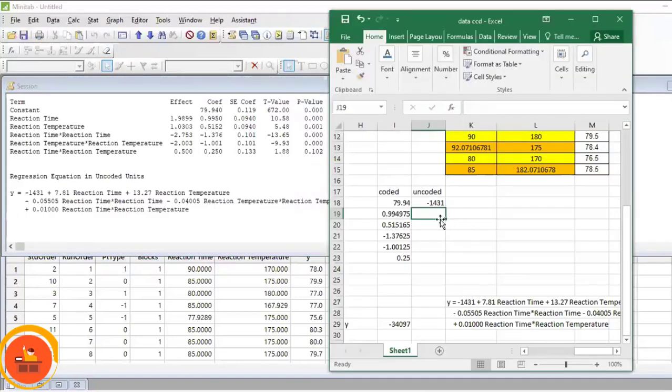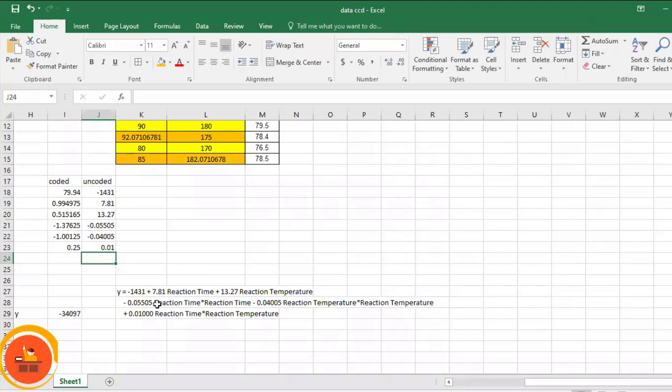Observe 7.81, next 13.27, next term minus 0.5505, that is reaction time into reaction time. Next one is minus 0.04005 and next one is 0.0100. So these are the terms. So I have copied the uncoded also.